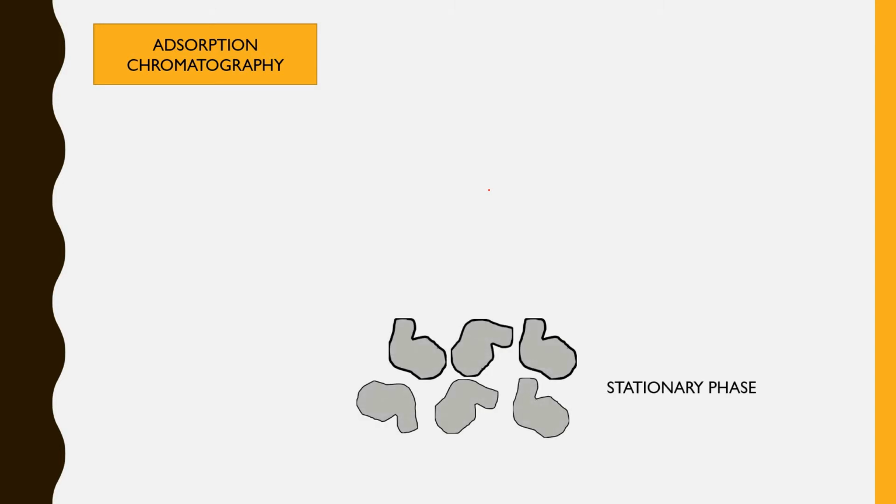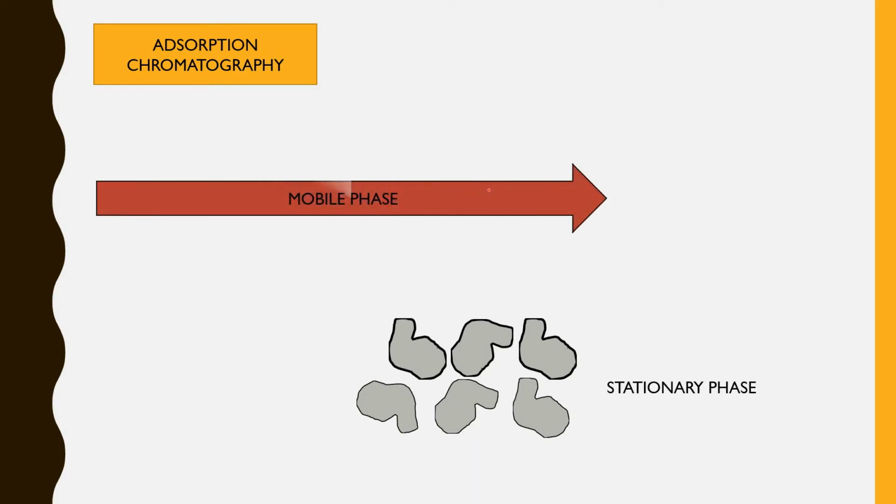For example, you have the stationary phase, and then you also have the mobile phase. Your aim is to separate these compounds. You have several compounds. So basically, when we talk about adsorption chromatography, usually all of these compounds will be adsorbed at the surface of the stationary phase. It only happens at the surface.